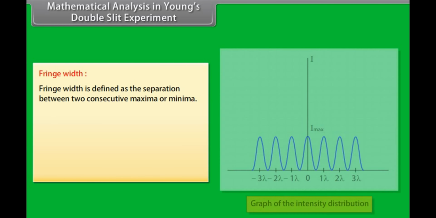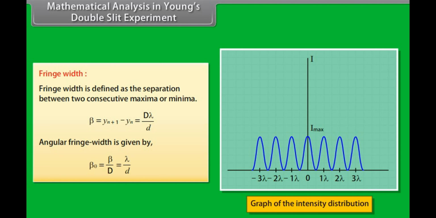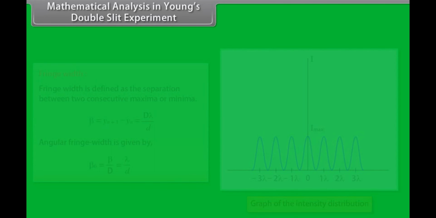Fringe width. Fringe width is defined as the separation between two consecutive maxima or minima. Beta is equal to yn plus 1 minus yn, which is equal to capital D lambda upon small d. Angular fringe width is given by beta upon D, which is equal to lambda upon d.